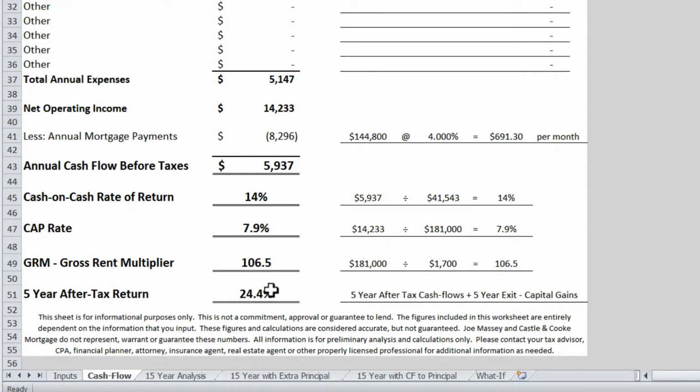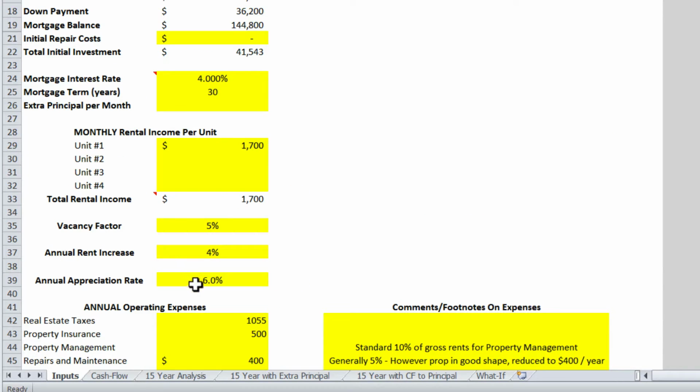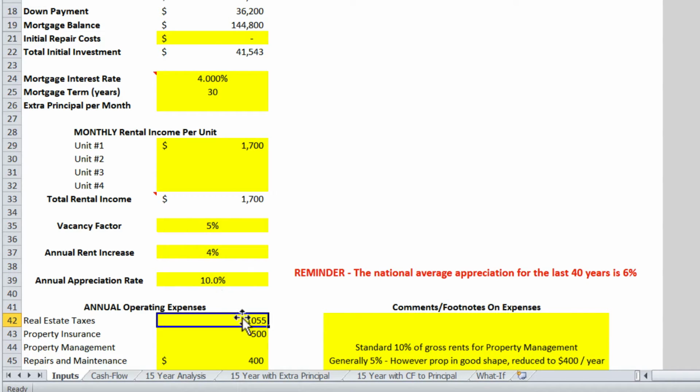And so an interesting metric on this, I'm going to go back to inputs. Now, I'm not going to change anything except my annual appreciation. I'm going to leave everything the same here. But I'm going to change this to 10% annual appreciation. All right. And it gives me a little note. Hey, watch out. Normal appreciation is only 6%. If you get too high, it kind of flags you.